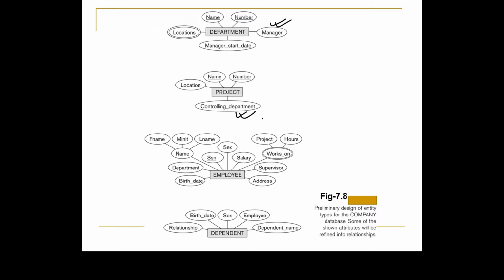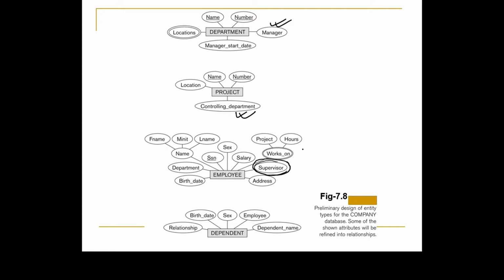The attribute supervisor. What is supervisor? The attribute supervisor of the employee refers to another employee who supervises this employee. So in employee itself we have a supervisor. Some employee will be there whom this supervisor will supervise, and this supervisor also may be supervised by some other employee. So it's an interesting thing.